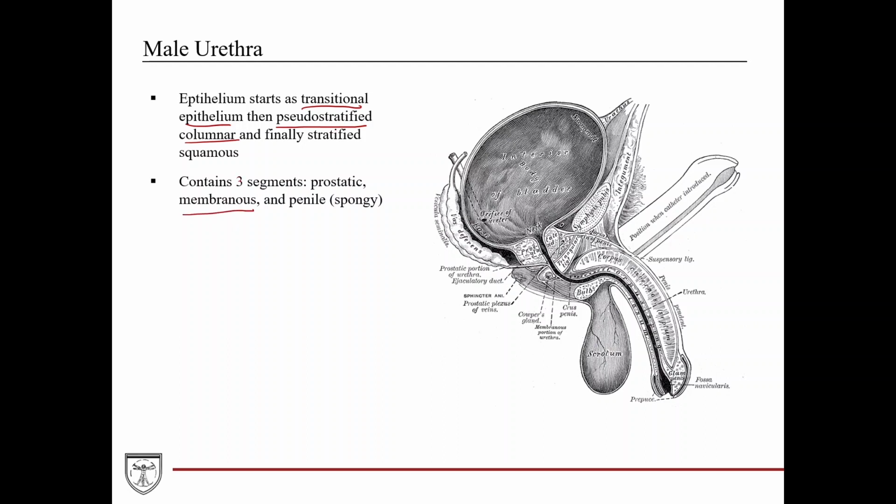And then eventually, as it gets out towards the more terminal portion near the orifice where you have the skin, it actually changes into stratified squamous epithelium at this very terminal end because you're continuous with skin tissue there. And so remember, you have the prostatic segment, which is here, and then you have the membranous segment, which is from here to here. And then lastly, you have the penile or spongy segment that continues on through the penis and is the last segment.